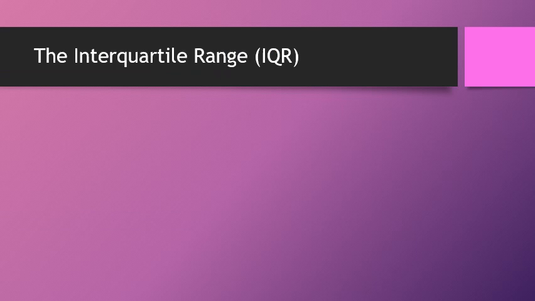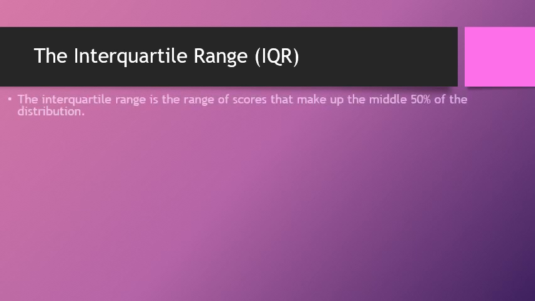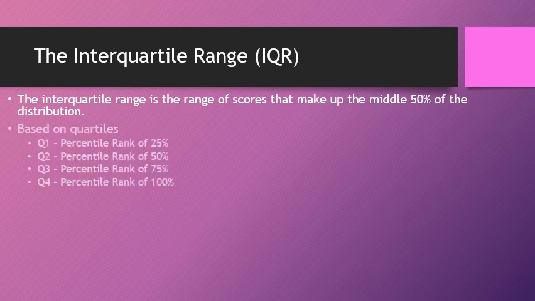All right, so let's talk about the interquartile range. It's a much better estimate of variability. It's the range of scores that make up the middle 50% of the distribution. So basically, we don't care about the lowest 25% of scores and we don't care about the highest 25% of scores. We only care about the middle 50%.